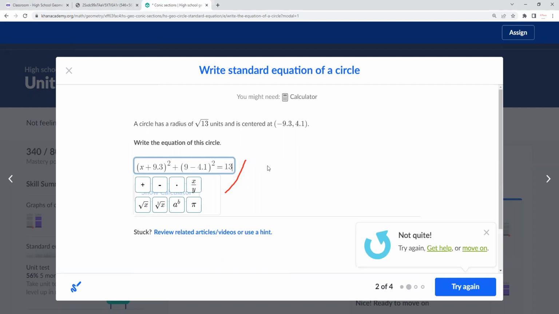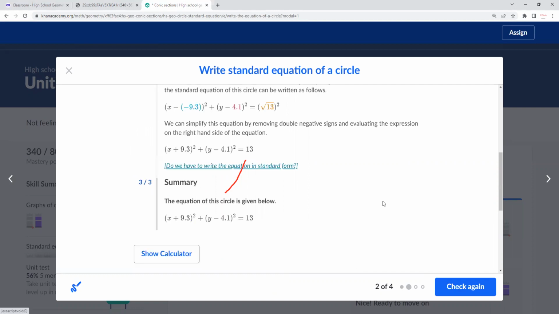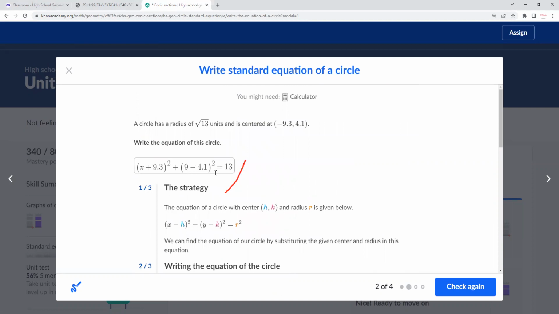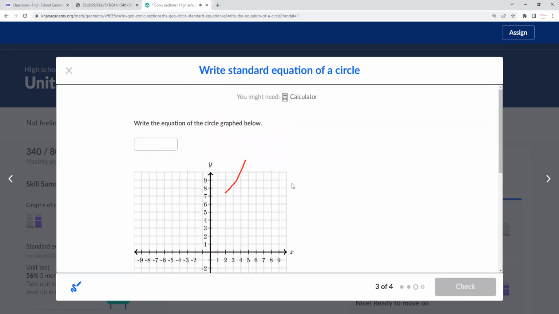Why are they giving me such a hard time with these? Oh, if the radius is 13 and I squared that, it should just be 13. What's the problem? Did I write something wrong again? (9 − 4.1)². Oh, this should be a y. I keep doing this wrong. I'm so sorry. I need to get it together.